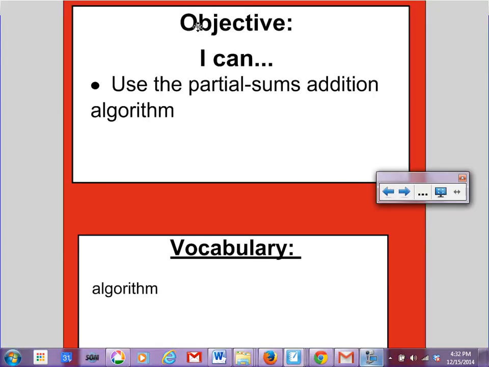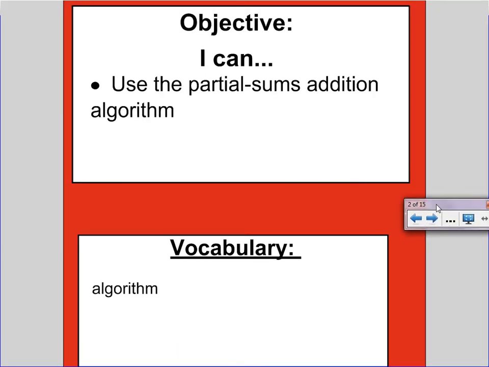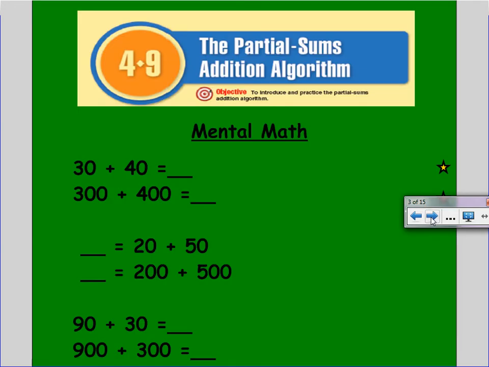There's several different ways you can do math problems. So partial sums is one of them, an algorithm. So in here, 30 plus 40 is 70. So then you would know by looking at these numbers that you need to add another 0 on here so that 300 plus 400 would be 700. So pay attention to patterns.